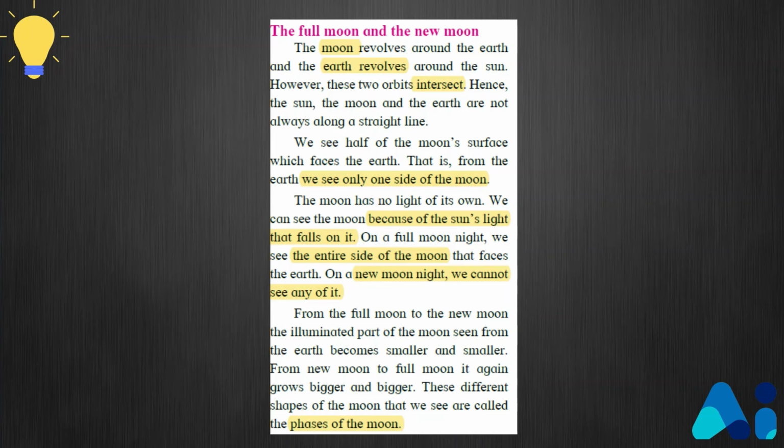Now these two orbits intersect. Okay, it just happens that these two orbits intersect somewhere. They are not like two parallel lines that do not intersect, right? They intersect somewhere. Okay.